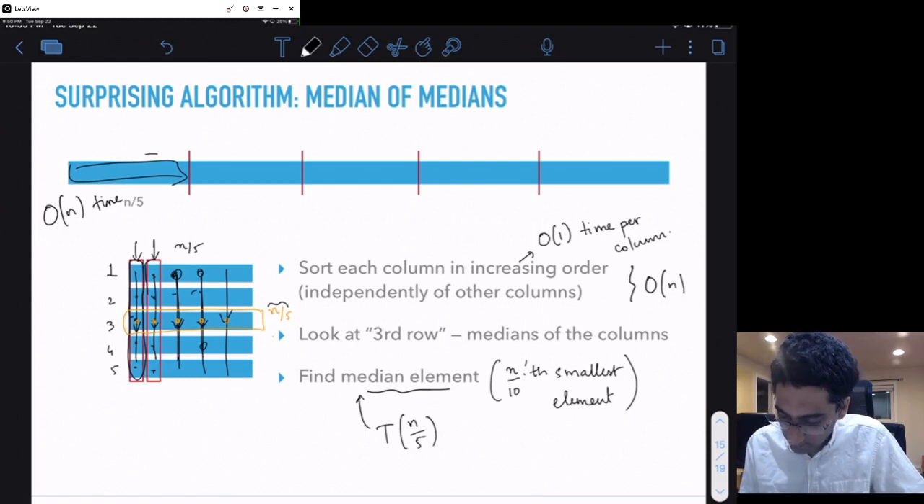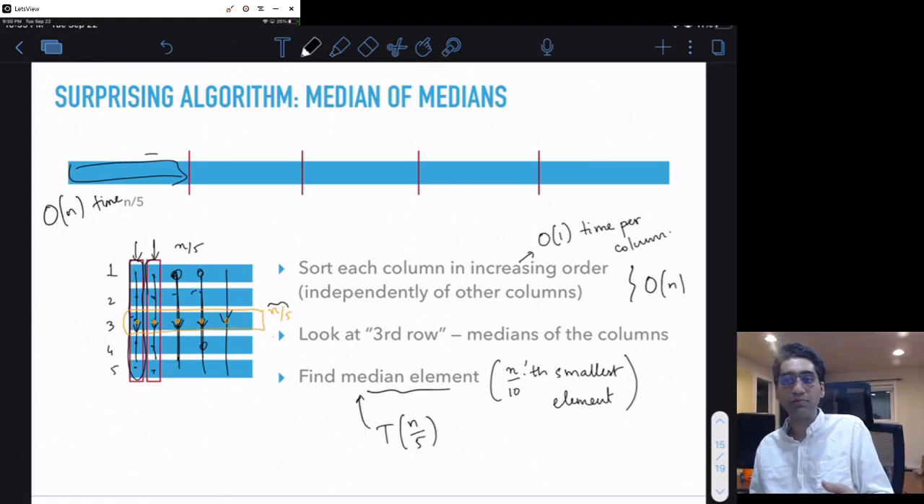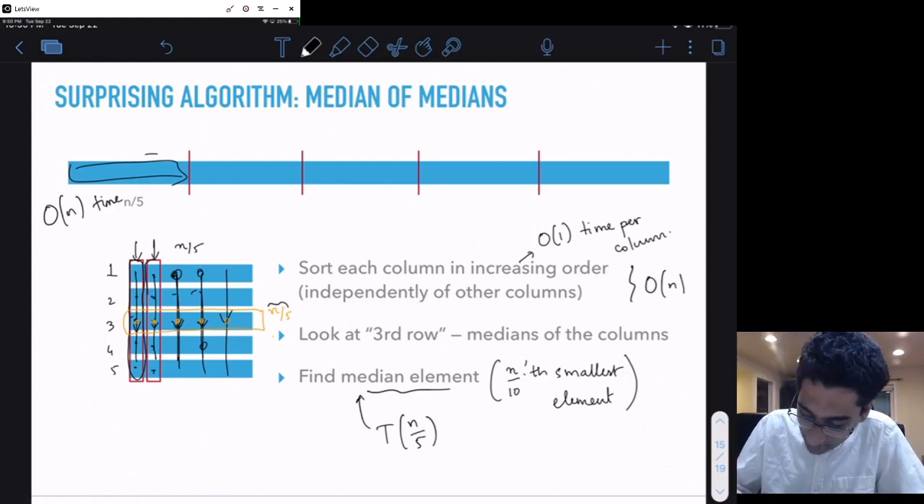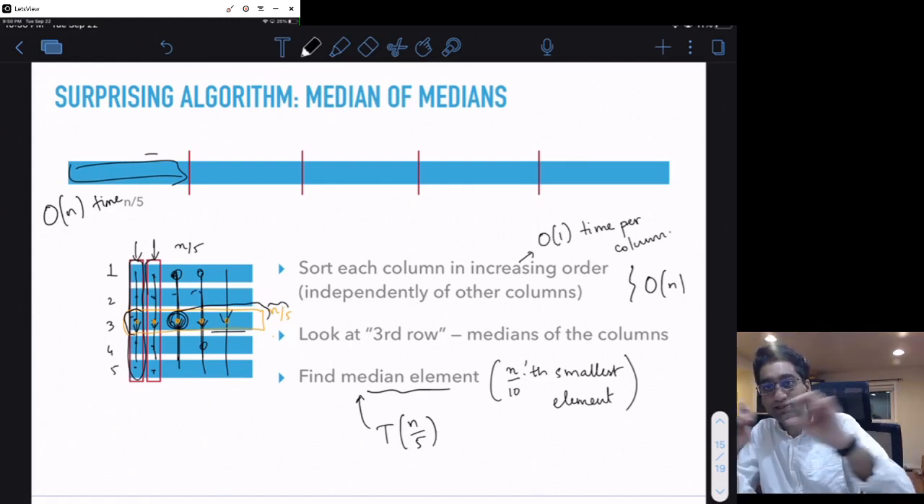I'm just noting these down right now. They're not terribly important right now. We'll write down the recurrence later. But first, what I want to say is that I found some element over here. So I looked at these n/5 elements and I found some element which is supposed to be the median of just this middle row.